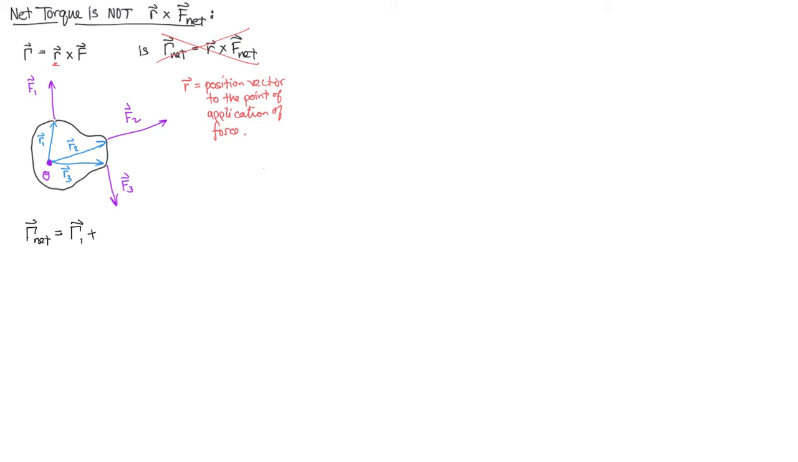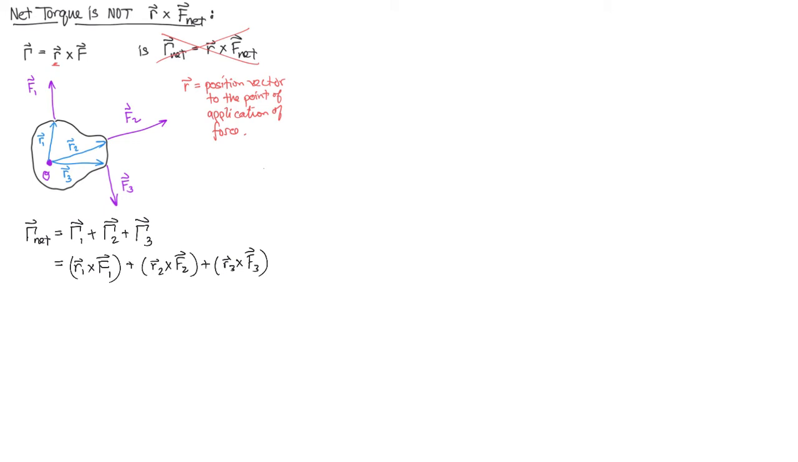The right way to proceed is to say that the net torque is equal to the torque due to force 1 added with the torque due to the other forces, 2 and 3. And that would be the position vector to the first force crossed into the first force, added to the second position vector crossed to the second force, and so on. Okay, so first find the individual torques and then sum it up.